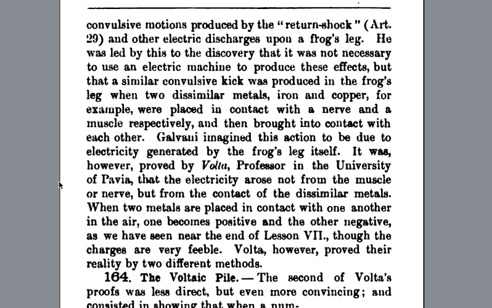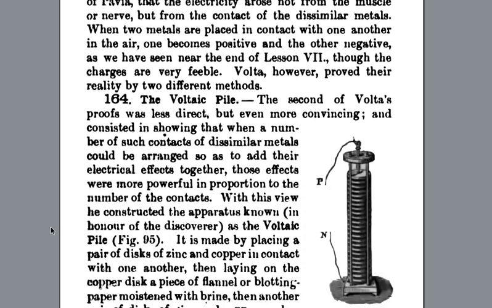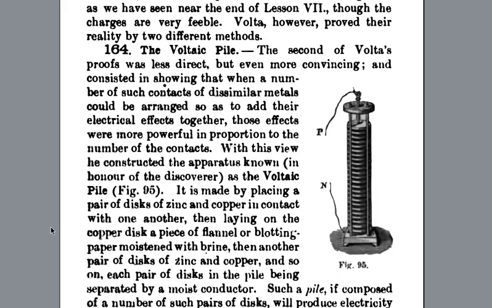However, Volta, a professor at the University of Pavia, proved that the electricity arose not from the muscle or nerve, but from the contact of the dissimilar metals. When two metals are placed in contact in the air, one becomes positive and the other negative, as explained at the end of Lesson 7, though the charges are very feeble. Volta proved their reality by two distinct methods.